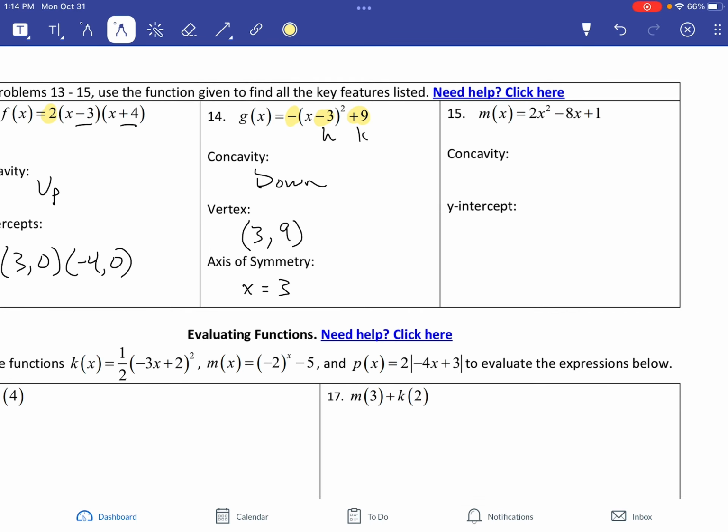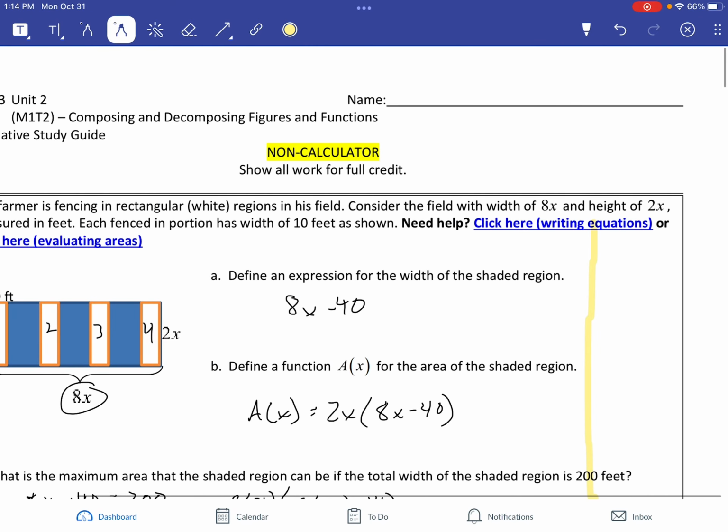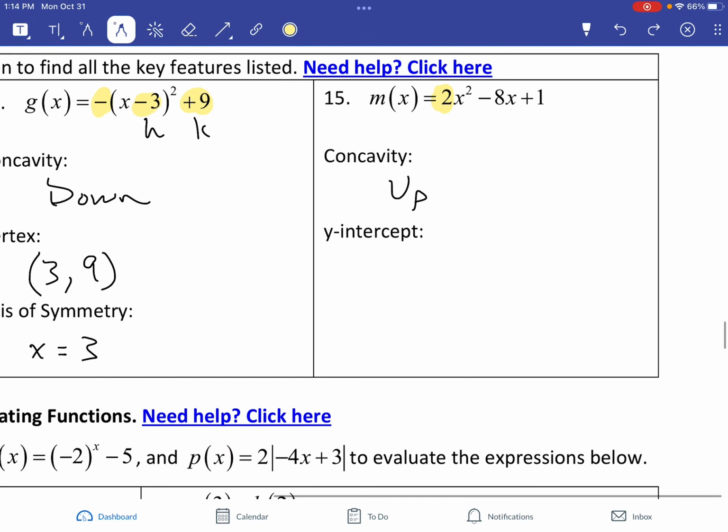Lastly, the concavity is based on that number sign. Since it's positive, this is going to be going up. And the y-intercept is based on the last term. Sorry. The last term, which is right here. So we're going to have 0, 1.